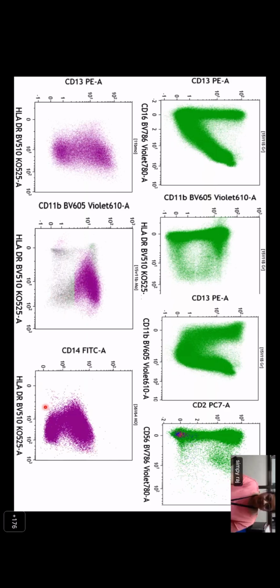Normally in the maturation of the monocyte, HLA-DR is dim, then it gains DR, then slightly reduces, gains CD14, and then a CD14-bright and DR-bright population is there. In this case, there is a population which is predominantly CD14 negative. So there is a population of monocytes or monocytoid cells which is HLA-DR positive and CD14 negative.